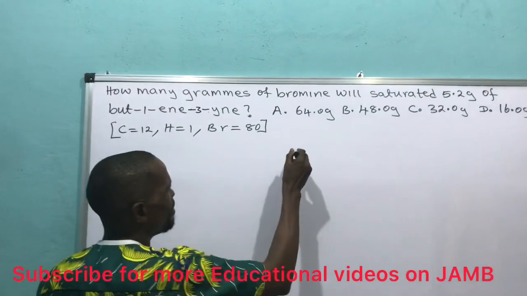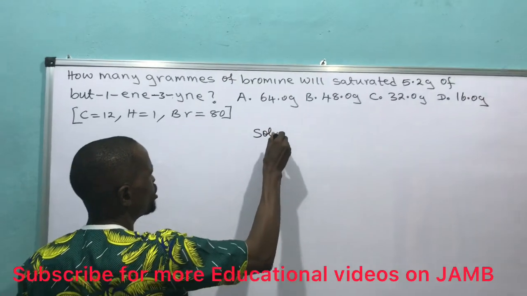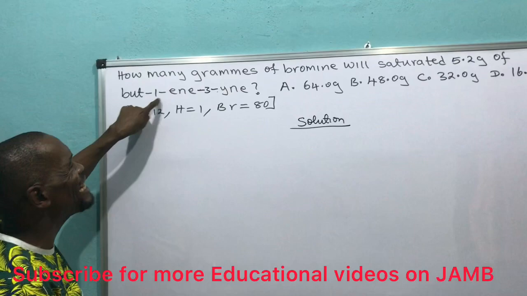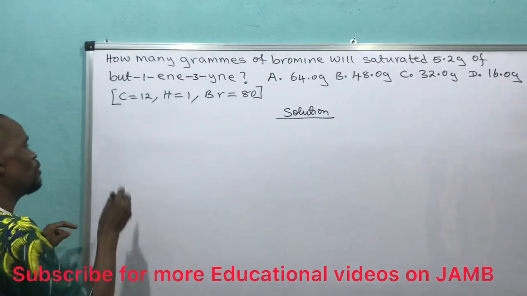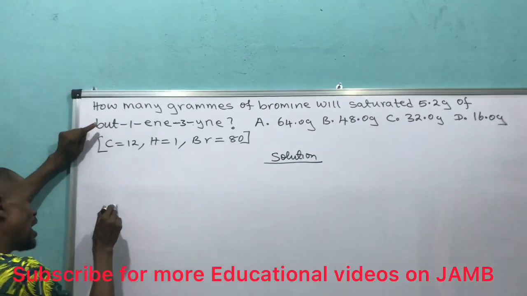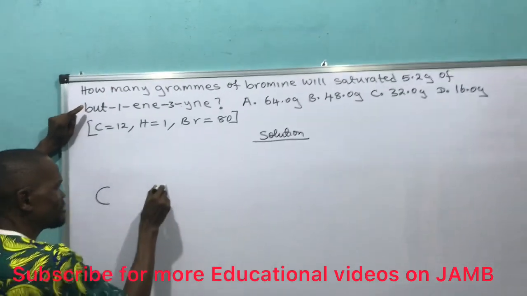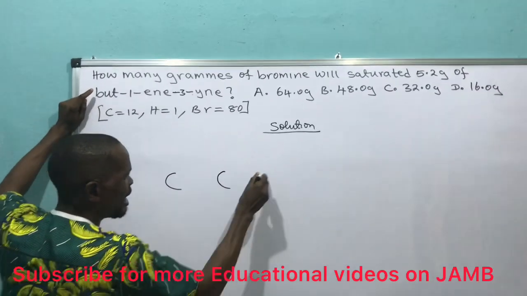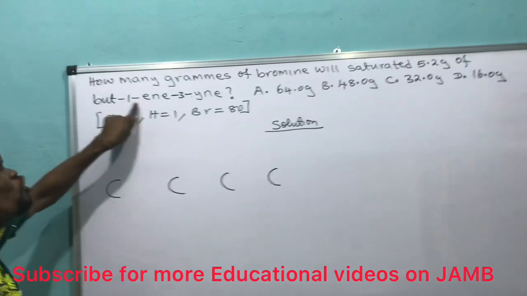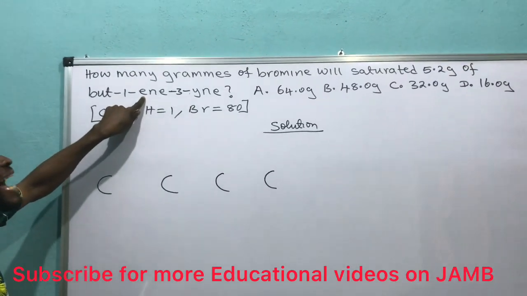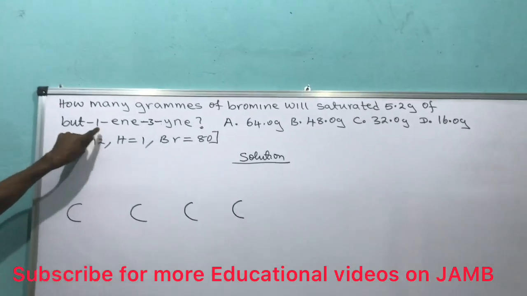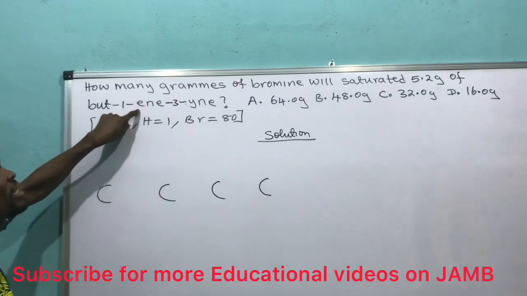Solution. The first thing I would do is to draw but-1-en-3-yne. How many carbons? The parent name is but, which is 4 carbons. I have C, C, C, and C. Then but-1-en means the functional group, the alkene, is in carbon number 1. The functional group en, which is the double bond, is in carbon number 1.